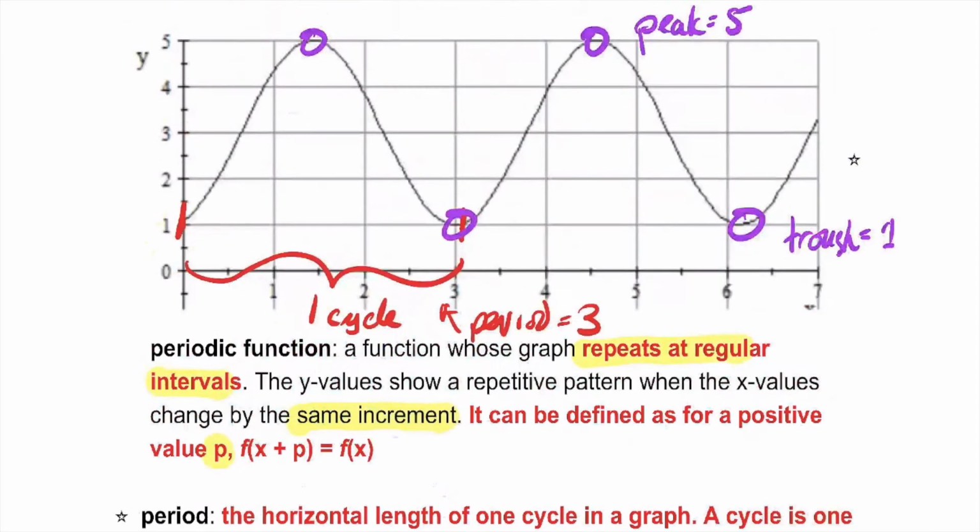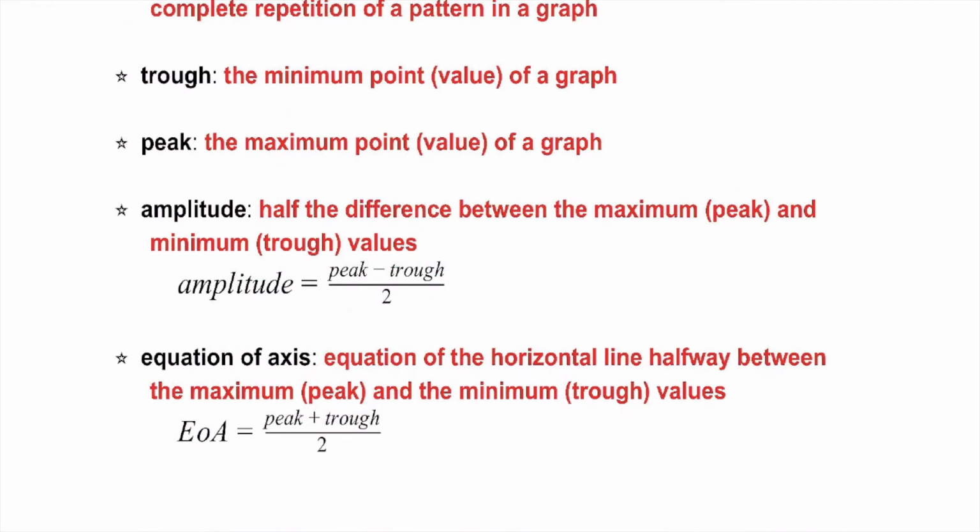We could look at the equation of axes as the peak plus the trough divided by 2. So in this case, we have the peak being 5, the trough being 1, divided by 2, and we do get 3. So in other words, the equation of axes is y is equal to 3.